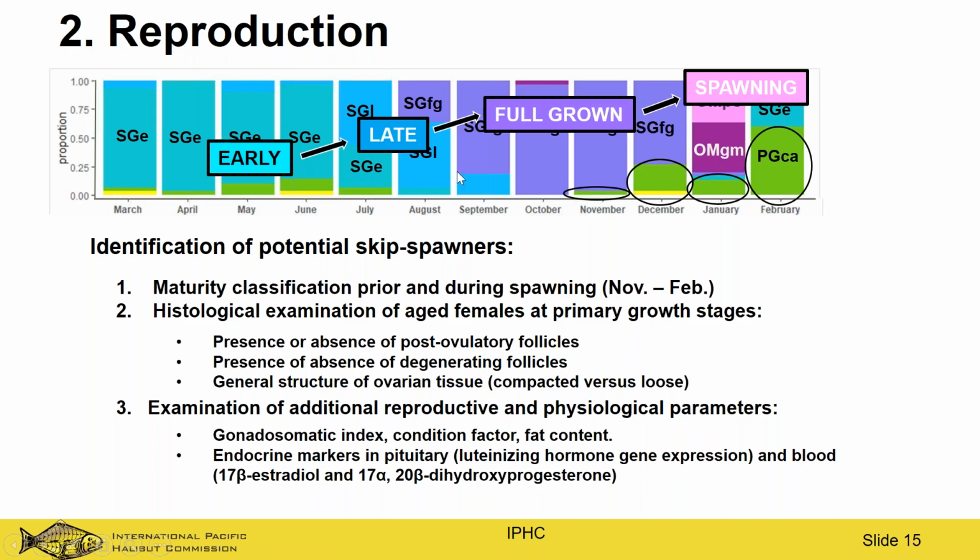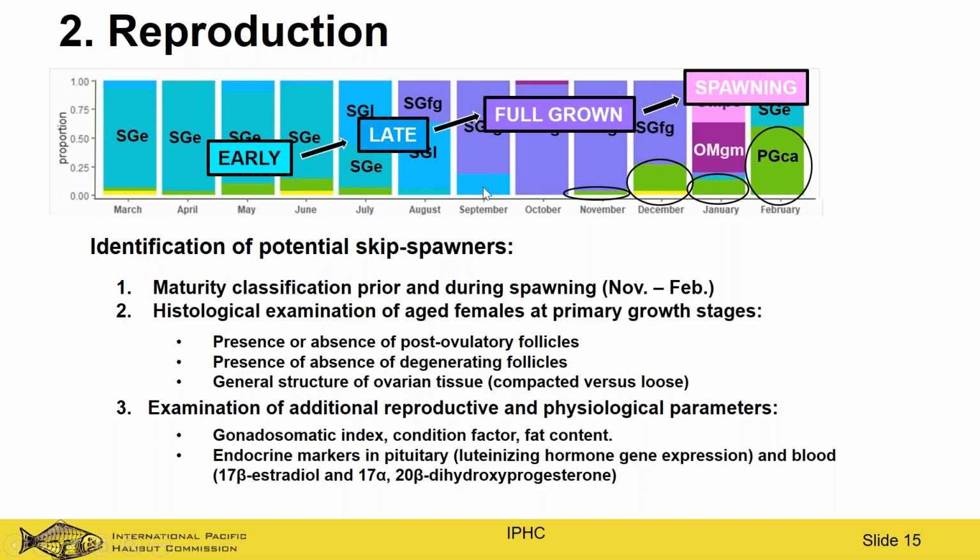But if you see August and September, 100% of those females, all 30 analyzed, are progressing through secondary growth. And in September, the same thing, with more proportion of females going from late to full grown. So based on this, you could deduce that all those 30 females we sampled in August are actually going to be spawning later that season. And the same in September. So the potential is there.